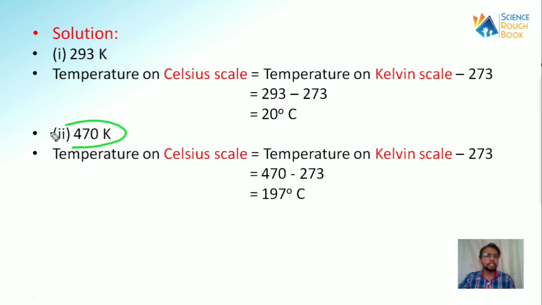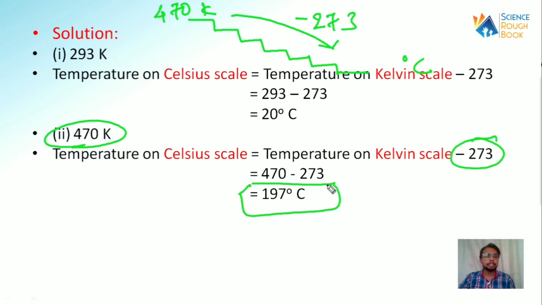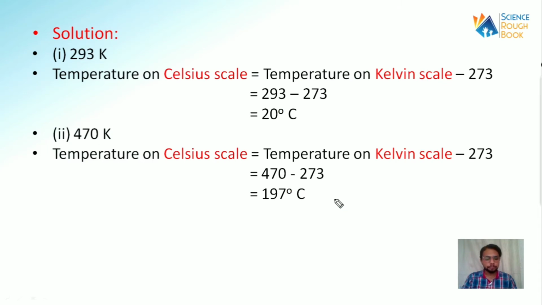Second one, 470 Kelvin. Now 470 Kelvin, you are already over here. As I have told you, you can consider this with the stairs. 470 Kelvin is already given and you have to reach degree Celsius, then you have to come downside. How many steps do you have to come downside? 273 steps. If you are reducing 273 steps, then you will be coming back to the Celsius scale. So what am I going to do? Minus 273. So 470 minus 273 is equal to 197. Okay, next one.